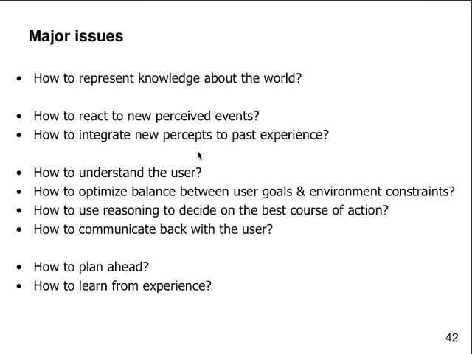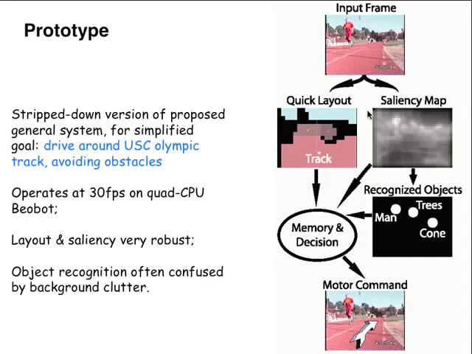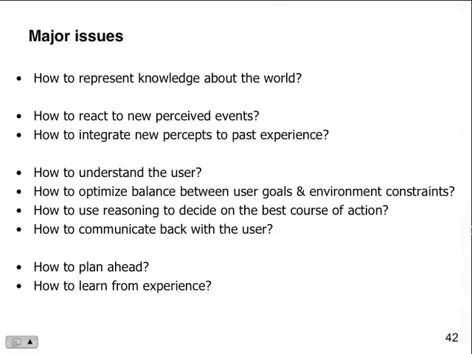The major issues with this problem solution are: how do you represent the knowledge about the world? How do you represent the objects that are in here? If I were doing this personally, I'd put priority on it, but you may not be able to, because that's presetting priority stimulus. How to react to new perception events, things that are coming in. How to investigate new things from past experience. How to understand the user.